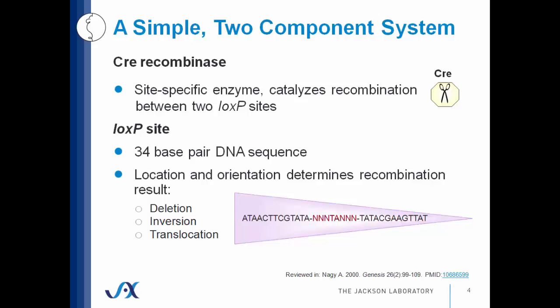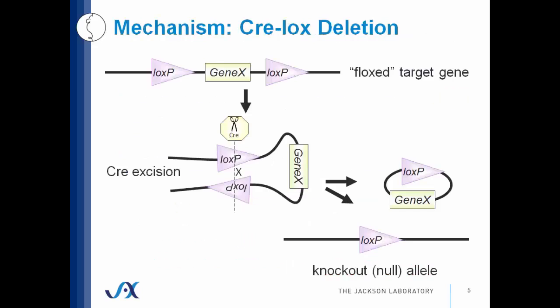The LoxP site is a 34 base pair DNA sequence. It's got an 8 base pair core sequence flanked by 2 inverted repeats, and it's the location and the orientation of those LoxP sites that determines the recombination result. Recombination can be a deletion, which is the most commonly used use of Cre-lox, but it can also be used to generate inversions and translocations as well. And the Cre-lox system allows for abundant possibilities for genome manipulation, as you will see throughout this presentation.